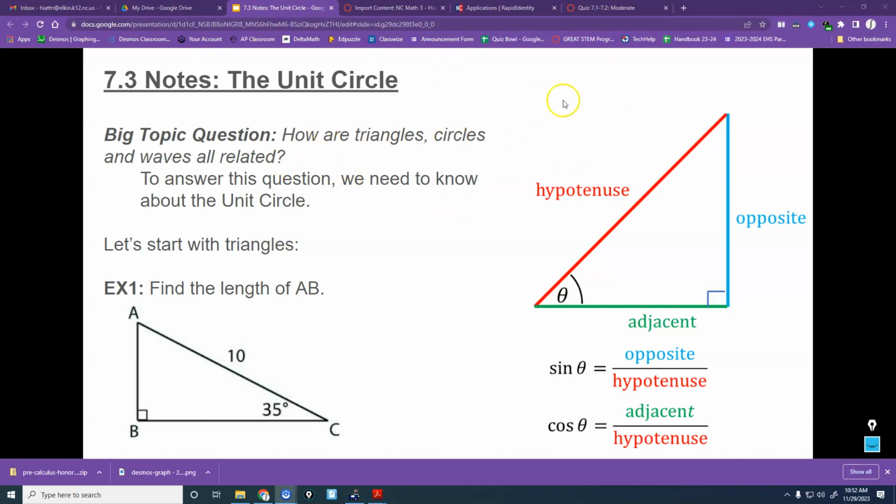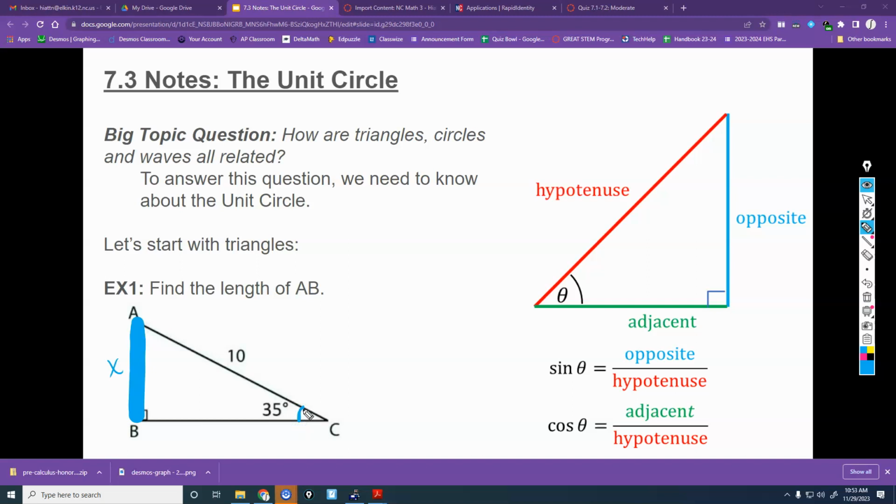So these are all just things to help you remember about sine and cosine. So let's do a little bit of review here. I have just a basic trig problem, and the question is asking me to find the length of AB. So that's this side right here. I'm going to call that X. This angle is the one that I know.